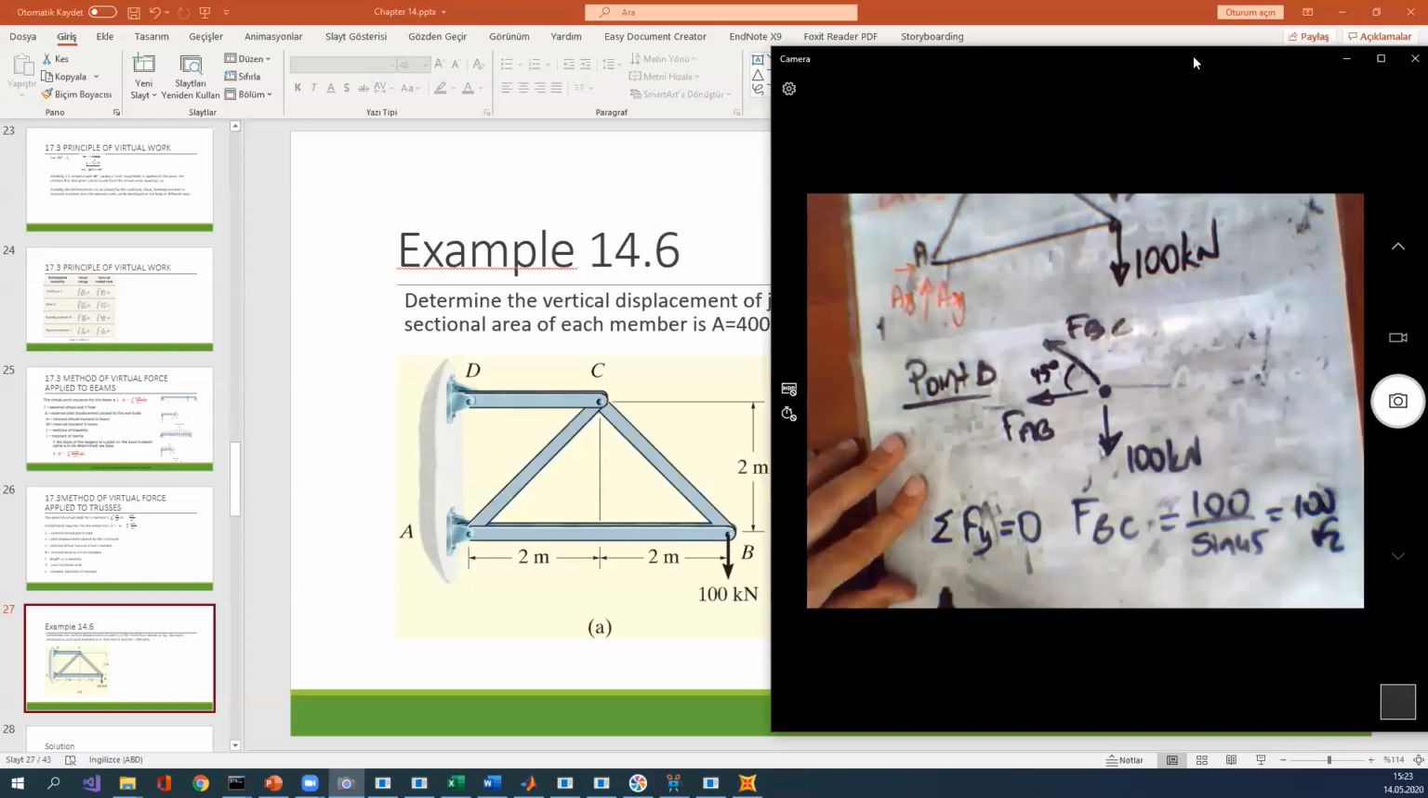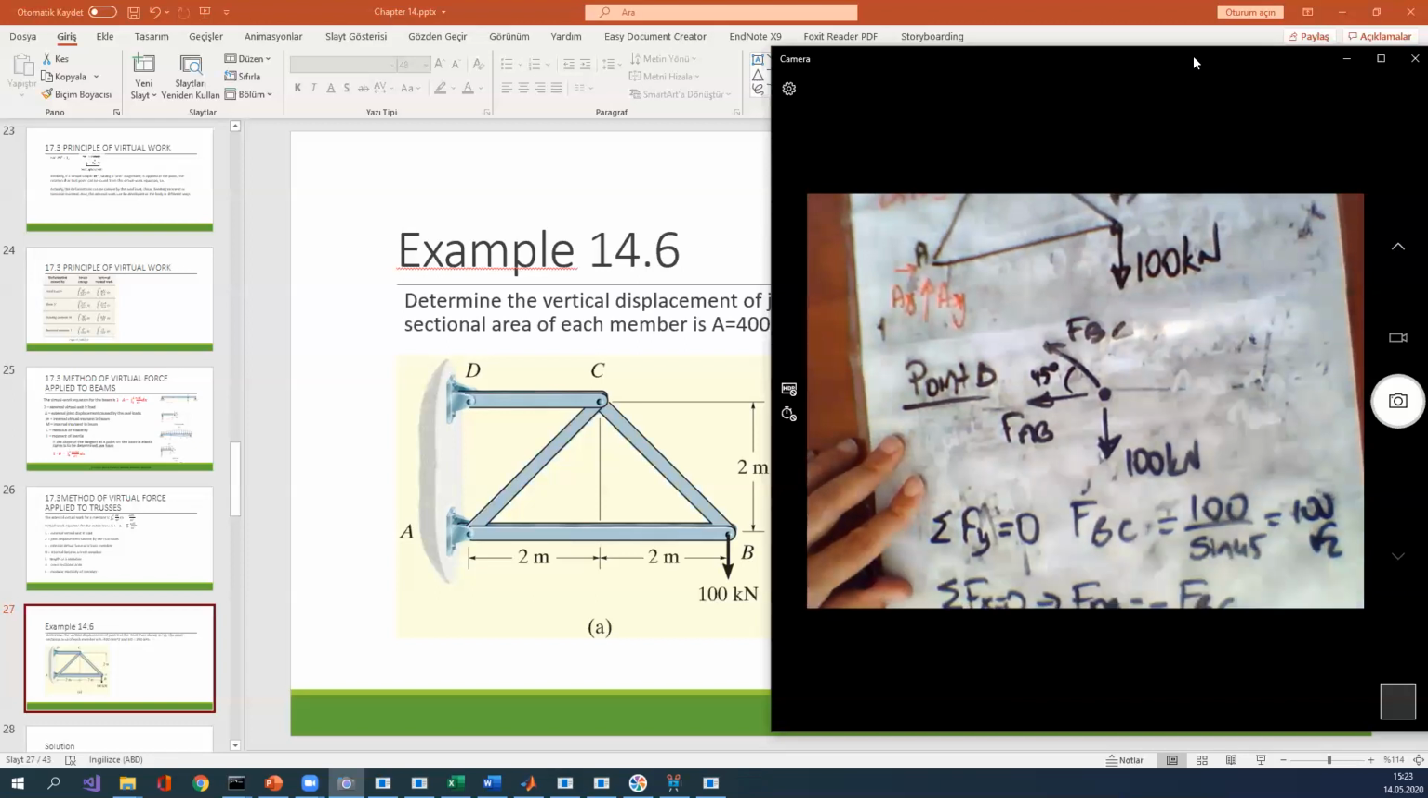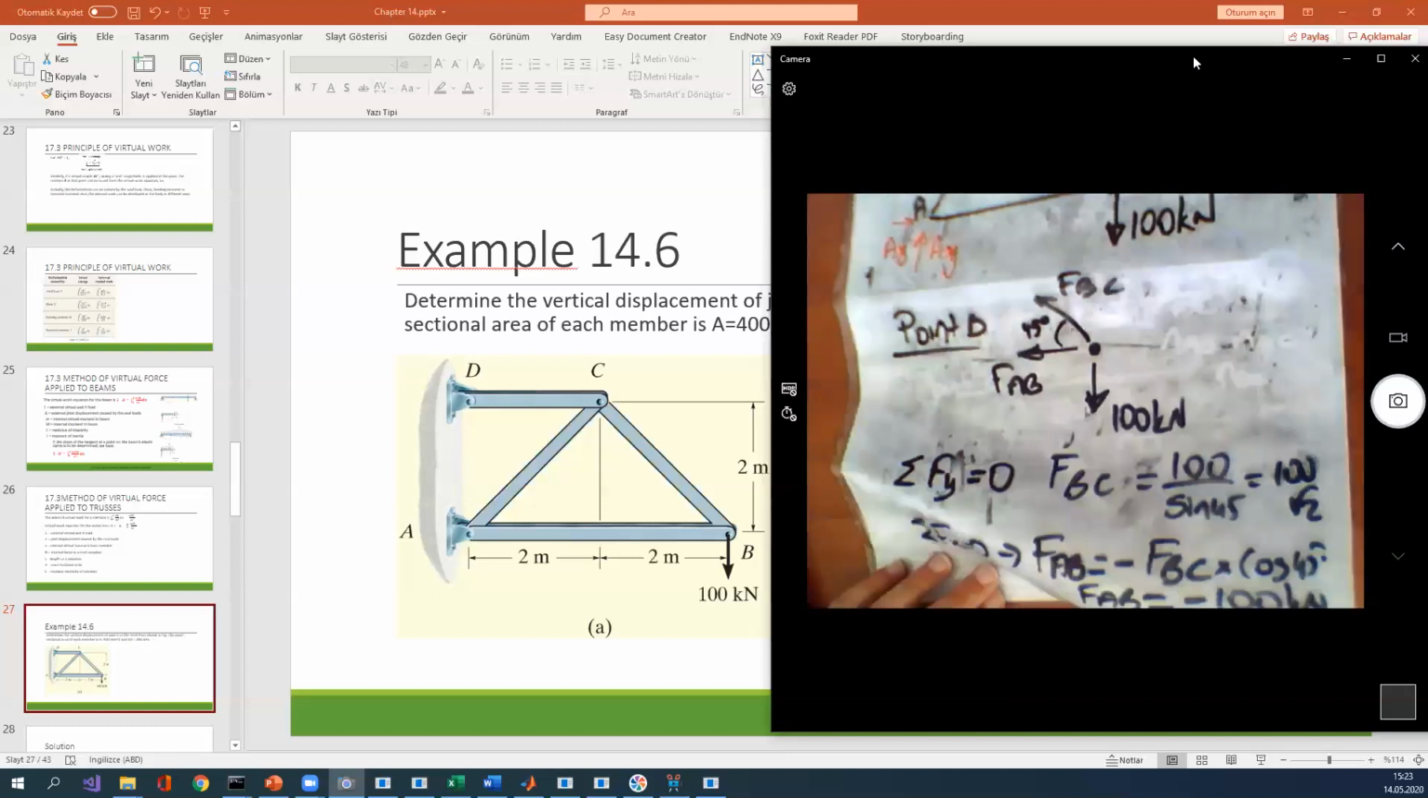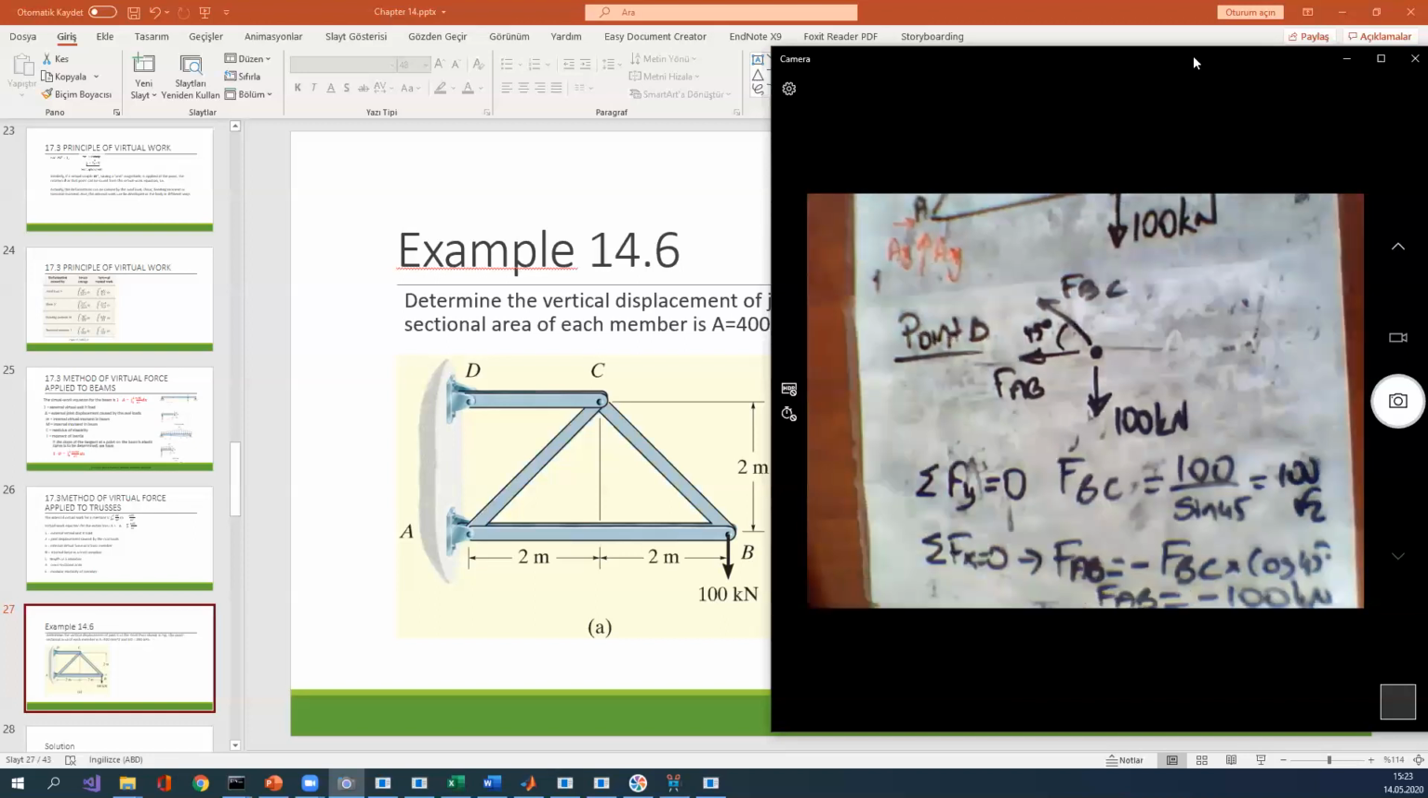After that, sigma Fx is equal to 0. You can see FAB is equal to minus FBC times cosine 45. And after that, I found FAB is equal to minus 100 kilonewton. This minus means compression, positive means tension, because at the beginning I assumed that both internal forces of the members are tension.